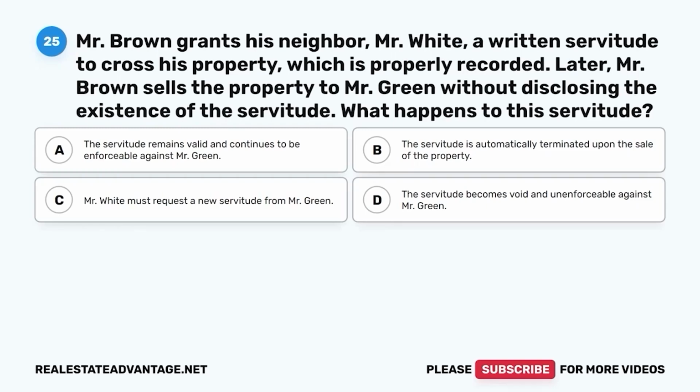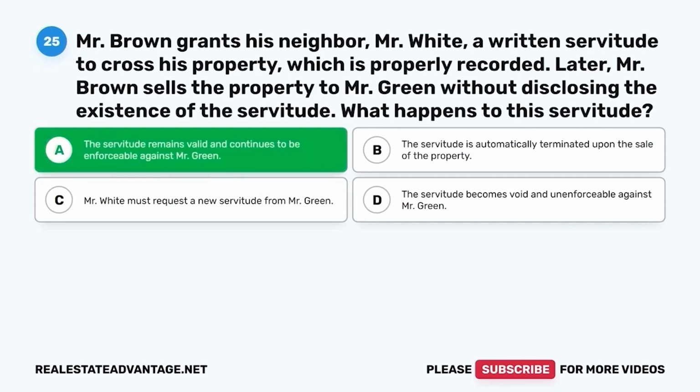Question 25. Mr. Brown grants his neighbor, Mr. White, a written servitude to cross his property, which is properly recorded. Later, Mr. Brown sells the property to Mr. Green without disclosing the existence of the servitude. What happens to this servitude? A. The servitude remains valid and continues to be enforceable against Mr. Green. B. The servitude is automatically terminated upon the sale of the property. C. Mr. White must request a new servitude from Mr. Green. D. The servitude becomes void and unenforceable against Mr. Green. The correct answer is A.